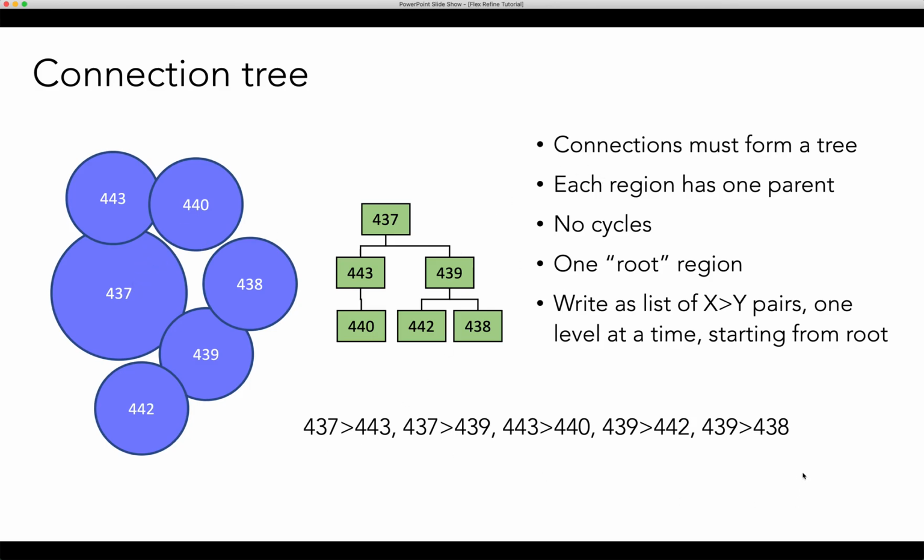In order to actually define this connection tree in CryoSPARC, the input is simply a string of numbers that it pairs in a list of this form, where we use the greater than symbol to specify that one region is connected to the next one. So we start with the root region and then connect it to one of its children. One important thing is that when we're listing out the connections that make up this tree, we should list them out one level at a time in increasing depth. So we start with the root node and its children, and then each of the children of those, and then further down into the tree. So 437 connects to 443, that's the first connection. 437 also connects to 439, and so on as we go along the tree.